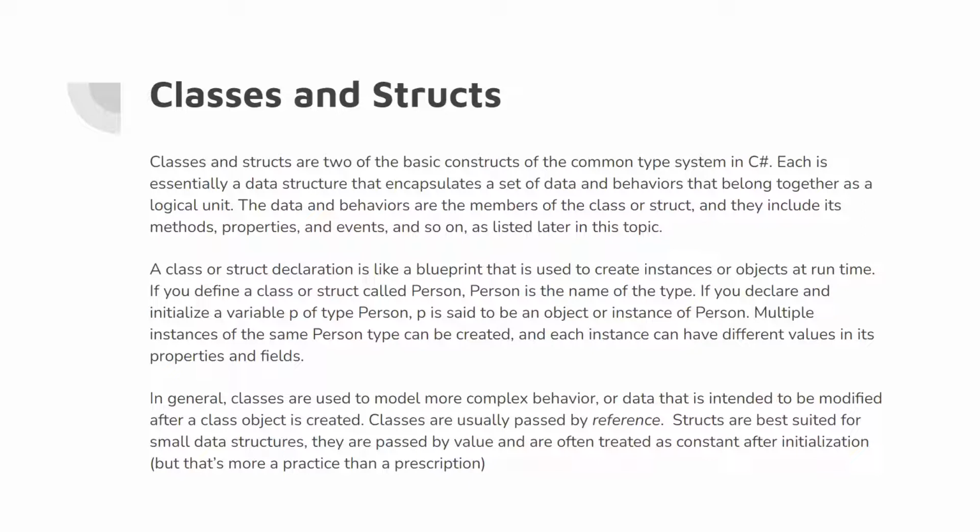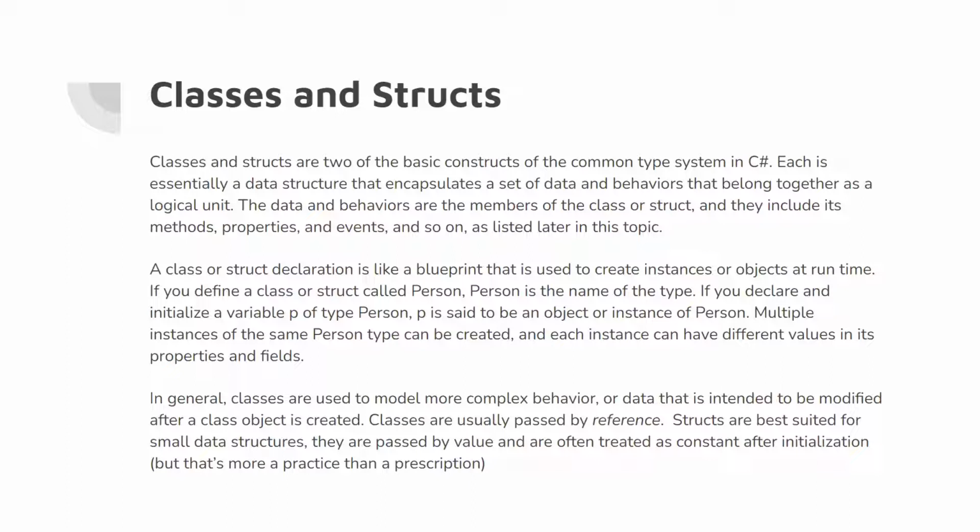Each one is essentially a data structure that encapsulates a set of data and behaviors, methods and properties that belong together as some sort of logical functional unit, right? A car, the wheel, the enemy, whatever. You could define things in terms of structs or in terms of classes. We usually use classes because they are more flexible and global.